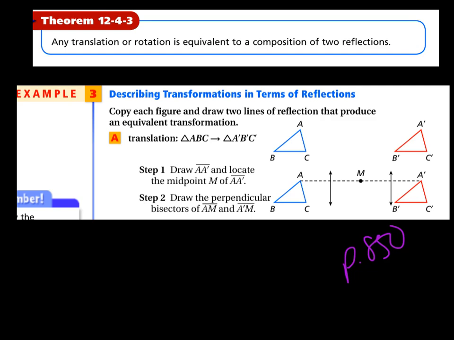So in review, connect any two of the reflection points, so A to A prime, B to B prime, or C to C prime, it doesn't matter. Find the midpoint, and then bisect them with lines of reflection.